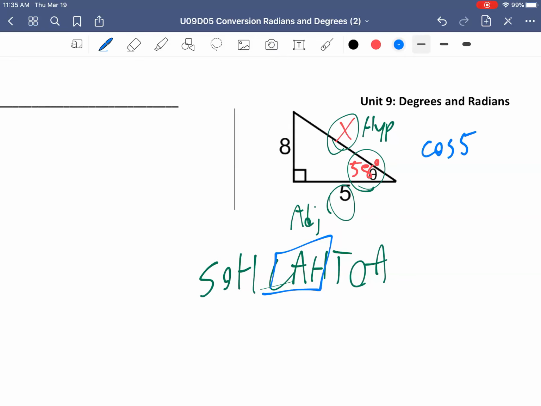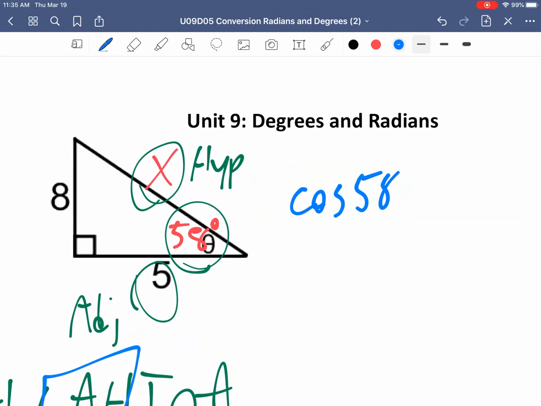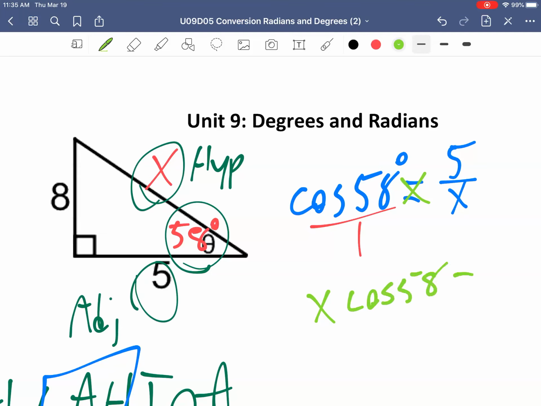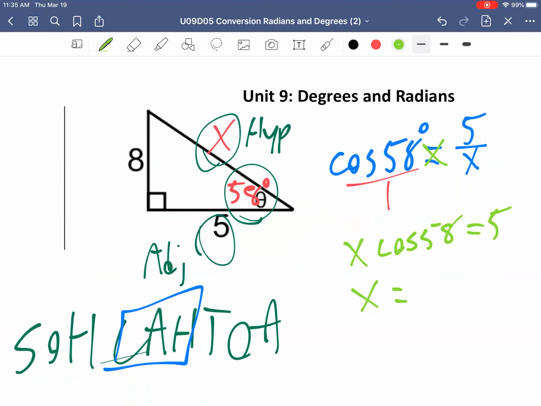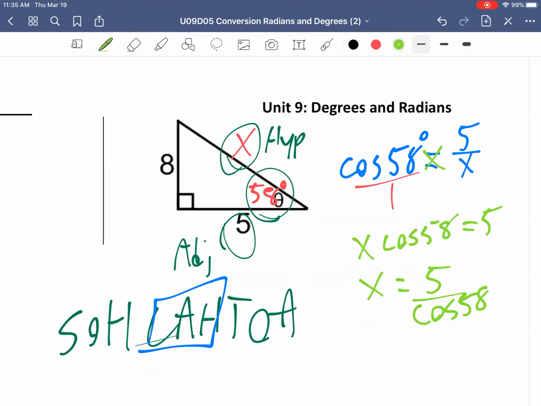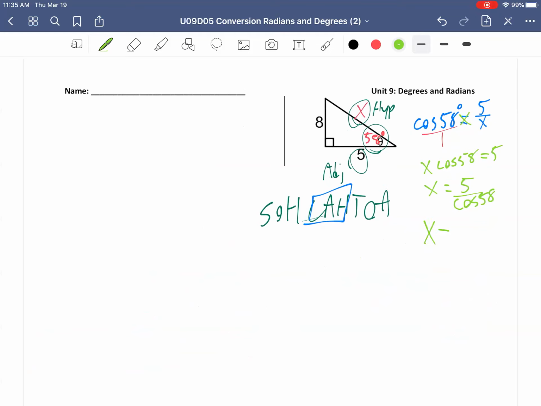So we'll write cosine of our angle, 58 degrees, is going to be equal to 5 over x. And we're just going to solve this equation. So I'll make it a proportion and cross multiply. x times cosine 58 is x cosine 58, and 1 times 5 is 5. I want to get x by itself, so x is equal to 5 divided by cosine of 58. And then that'll just be given to me by my calculator.